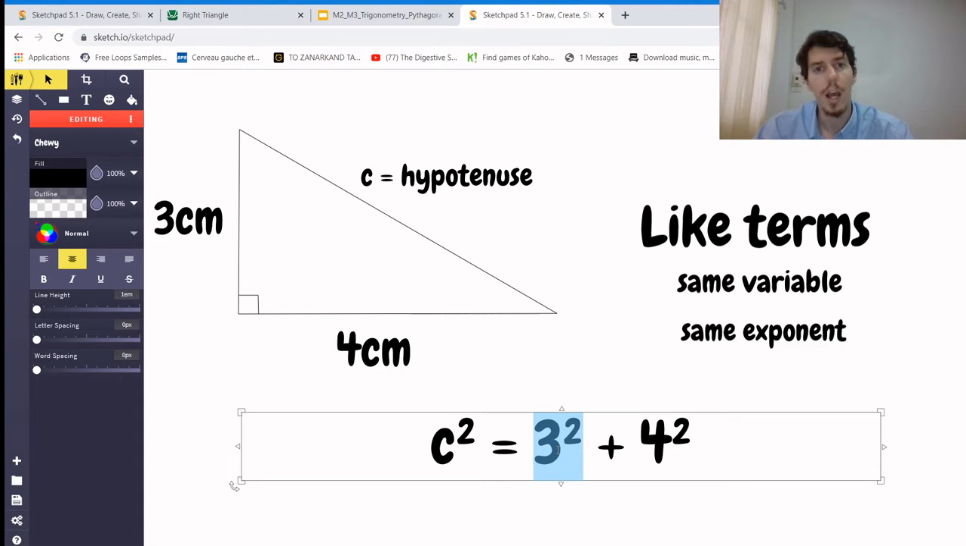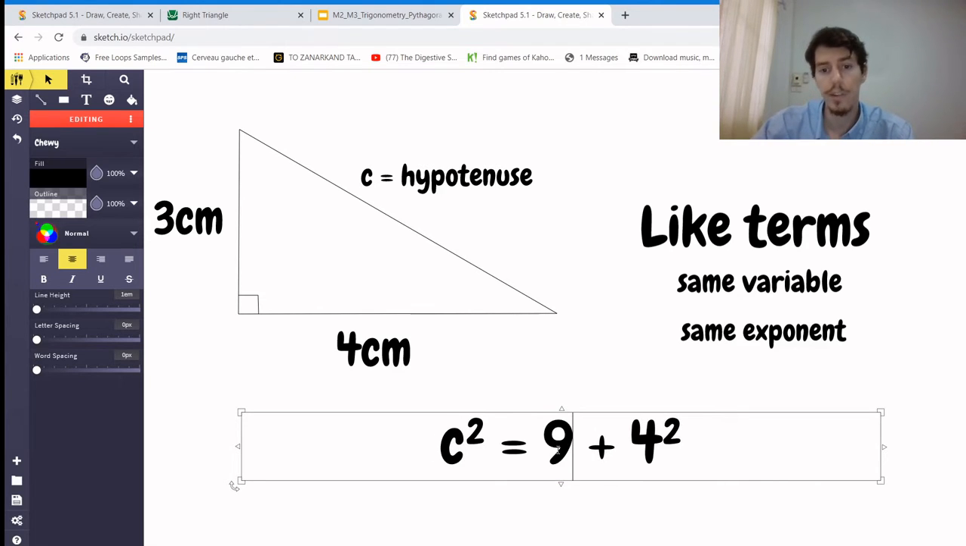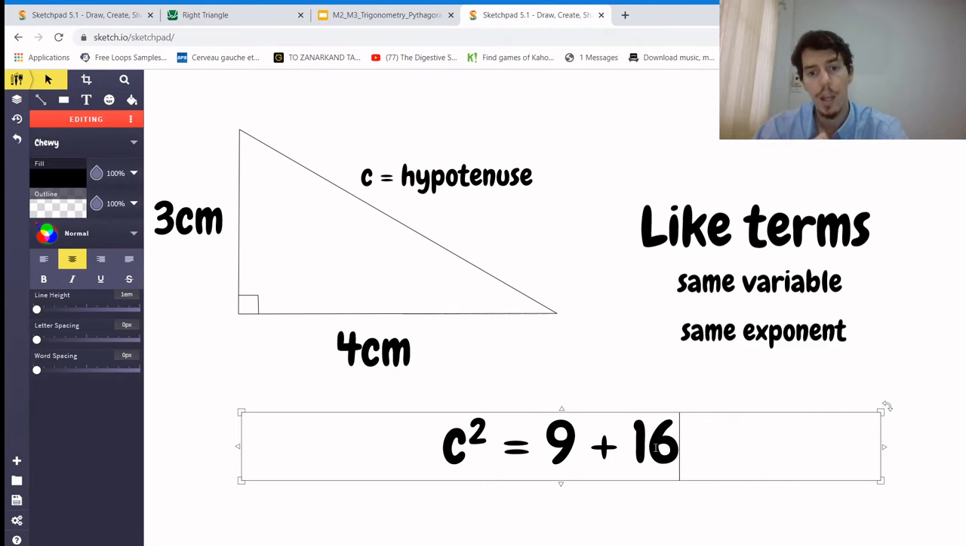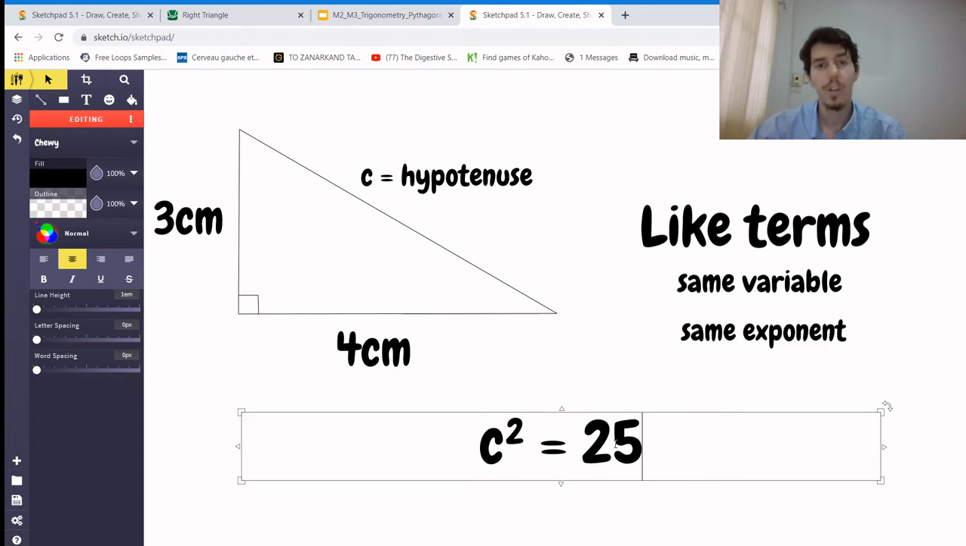What is 3 squared? How can we write 3 squared another way? 3 squared means 3 times 3, right? In Thai, sam gam lang song means sam kun sam. So 3 squared is 9. 3 times 3 is 9. 4 squared is 4 times 4, 16. Okay, now we have c squared equals 9 plus 16. Now we have two very easy numbers. You guys have been to Plateau, you know 9 plus 16 is 25.